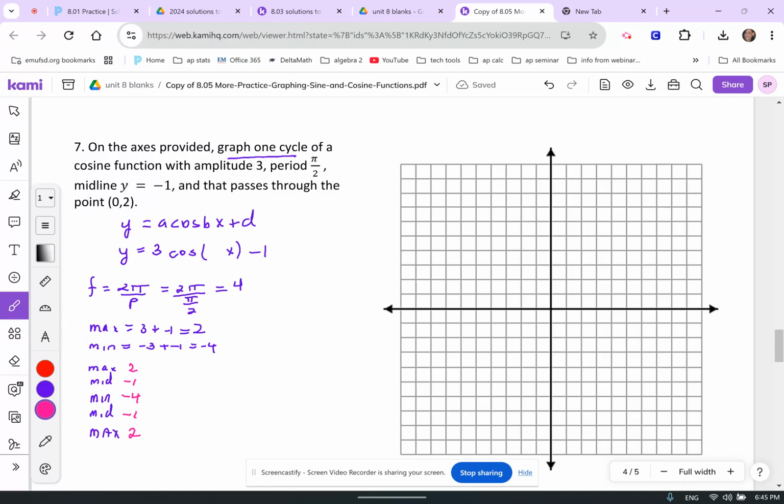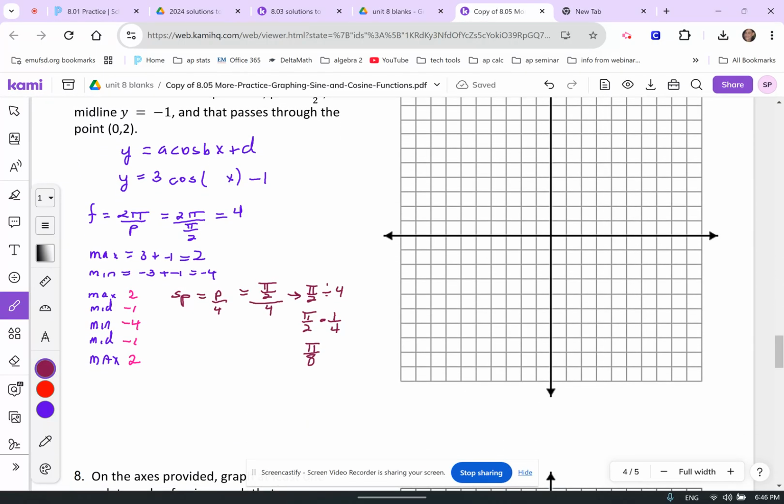And I have to figure out my x scale. To figure out my x scale, and I'll use this maroon color, I need my period divided by 4, that sketch point. My period in this case is pi over 2, and if I divide that by 4, that's the same thing as pi over 2 times the reciprocal of 4. When you multiply across, you get pi over 8. So my spacing is pi over 8.